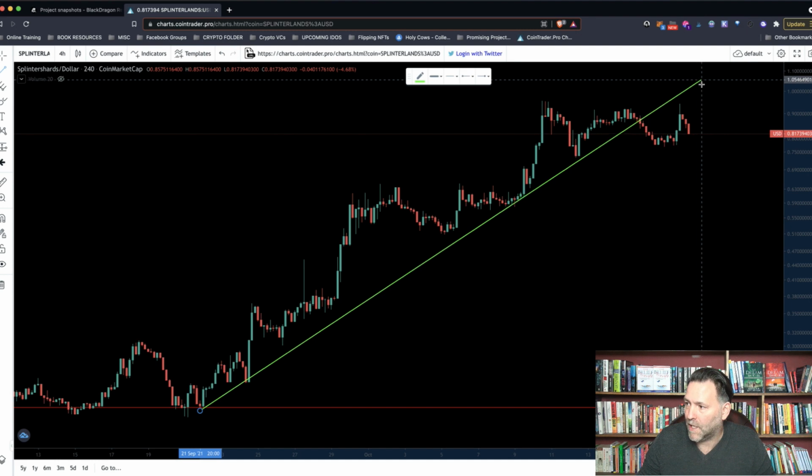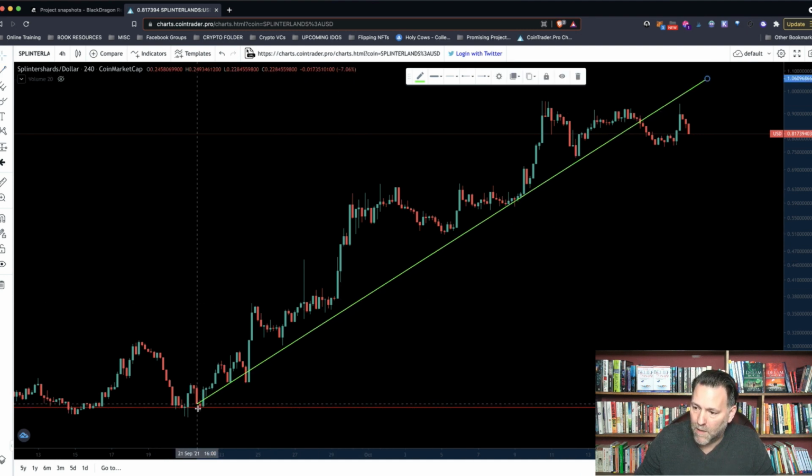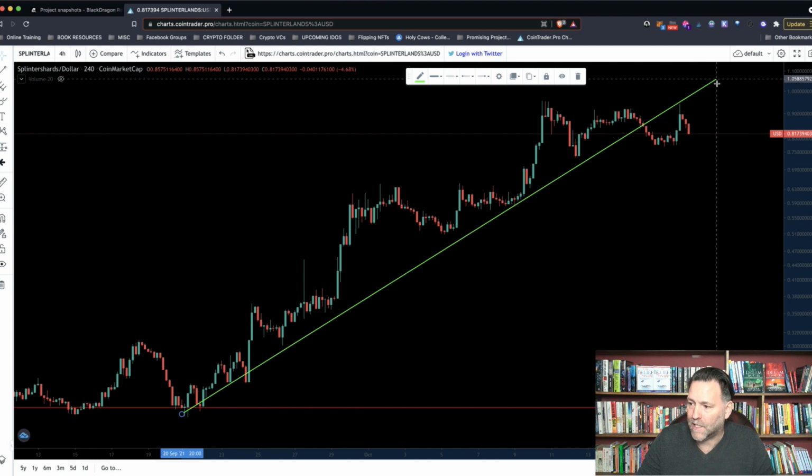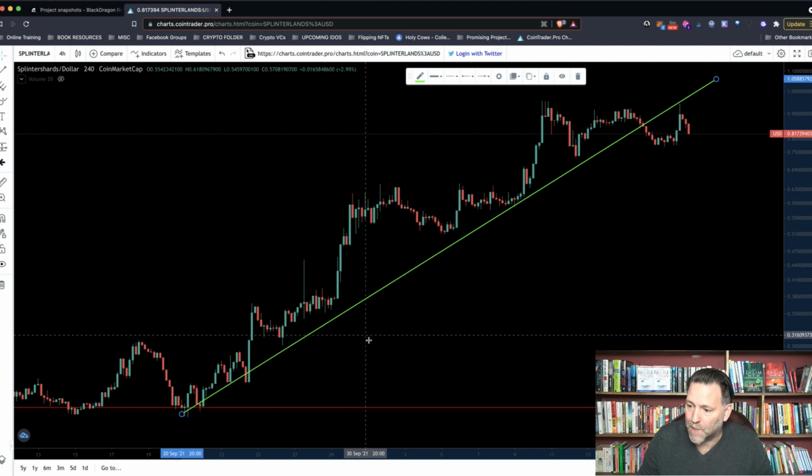And say a trend line here. Now this doesn't have to be exact. As I said, a lot of people think it has to be exact. It doesn't have to be. It's just a guide. I don't go through the middle of it either. I just like to do the kind of wicks and the touch points as well.